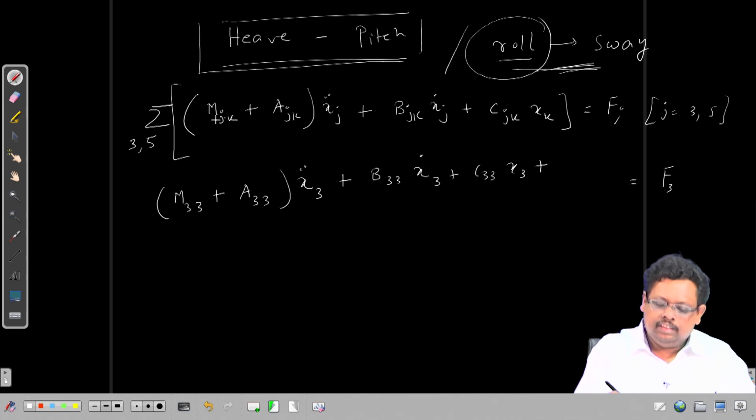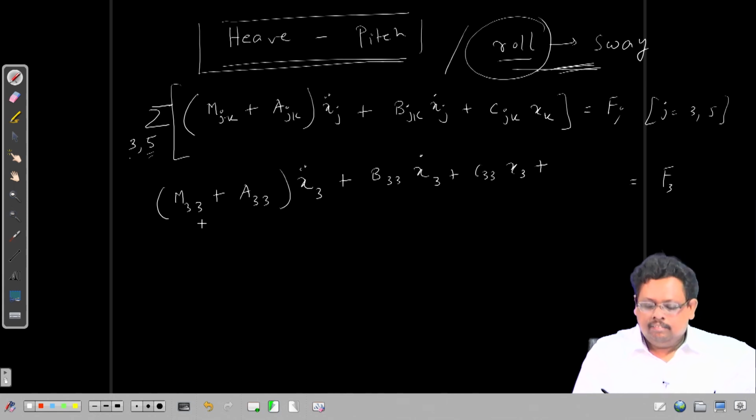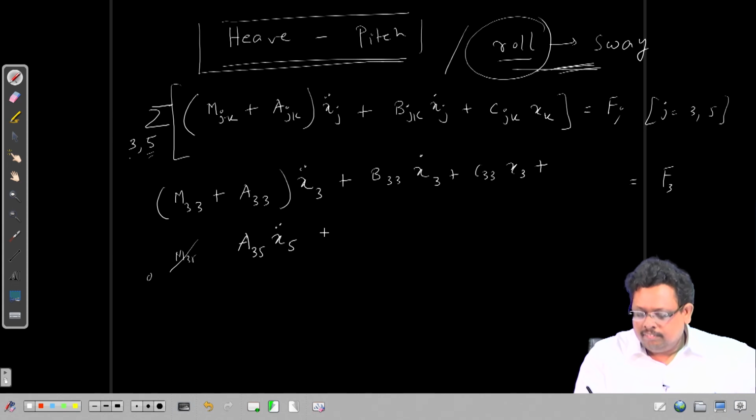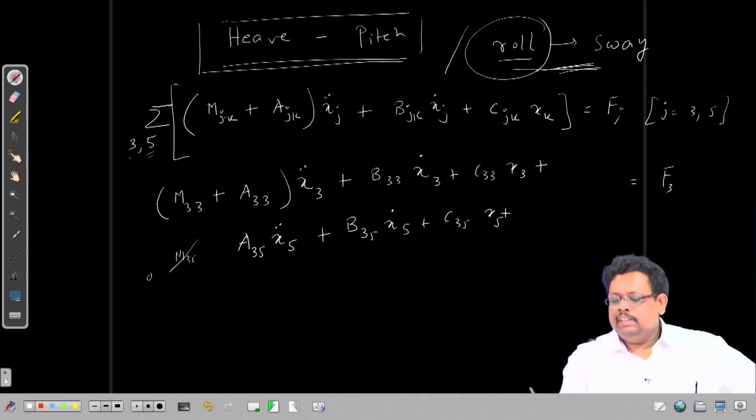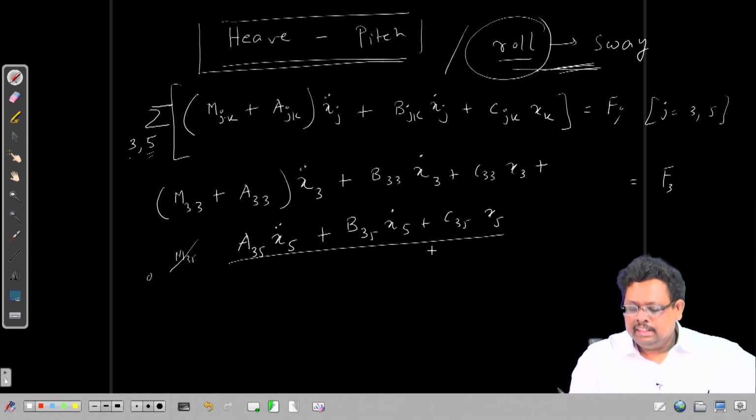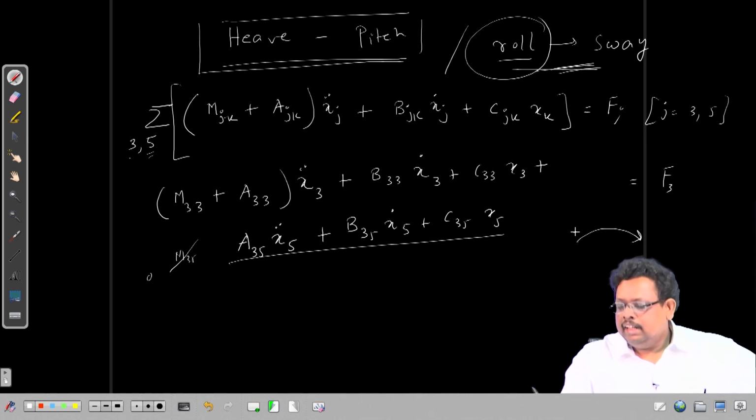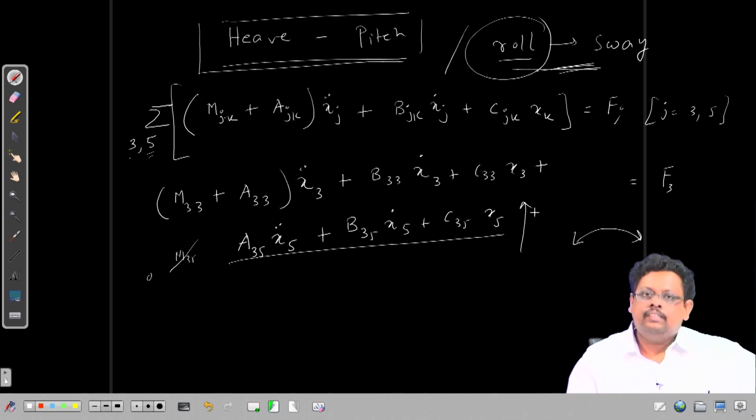Now, plus I am talking about the 5. Here j should be 3, but now I run k for 5, but M 35 is 0, so I do not take this. So, I have A 35 x double dot 5 plus B 35 x dot 5 plus C 35 x 5. Now, you see what the second component is. If I oscillate the body in the fifth mode, that is in the direction of pitch, then what is the component of the force along the heave direction.